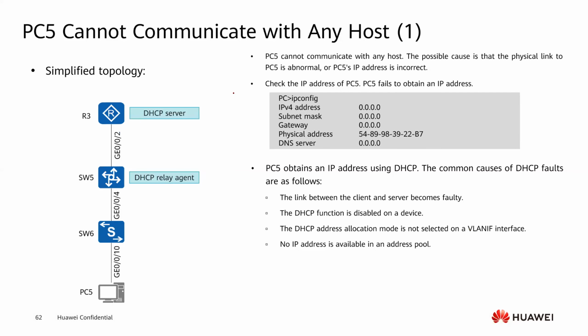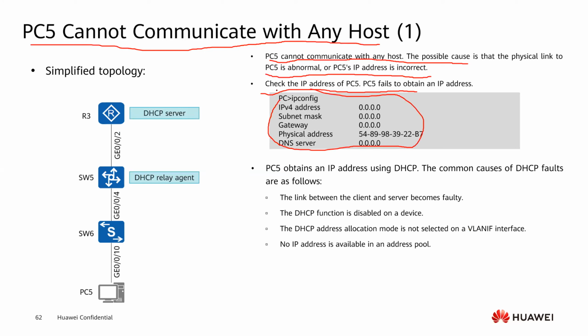Here we can say PC5 can't communicate with any host. The possible cause is that the physical link to PC5 is abnormal, or PC5's IP address is incorrect. Check the IP address of PC5. PC5 failed to obtain an IP address. You can see the IP address is 0.0.0.0.